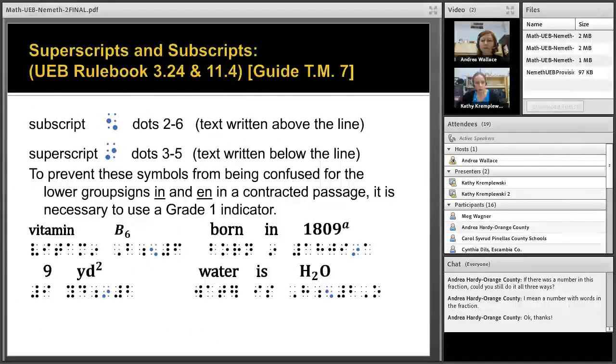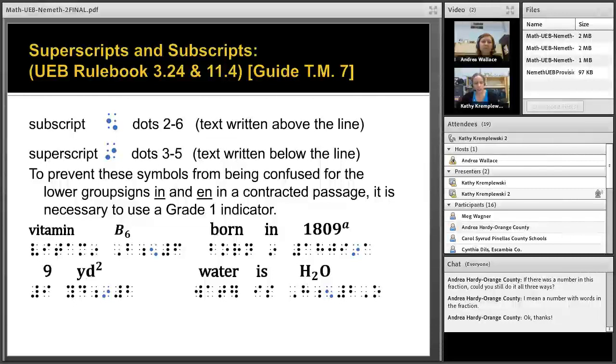Okay, so superscripts and subscripts. The subscript sign is the EN sign, so dots 2,6. The superscript sign is the IN sign, dots 3,5. I like those because the subscript looks like it's going down, and the superscript looks like it's going up. And that's a good way to remember it too. So obviously, to prevent these from being confused, we're going to be using grade 1 indicators.